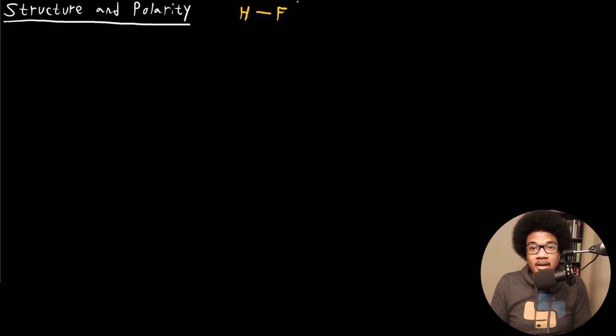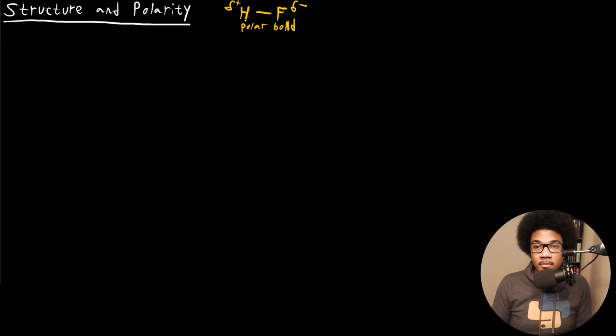So we talked about this idea of partial negative and partial positive charges, right? So we have a partial negative on the fluorine and a partial positive on the hydrogen. And we would call this bond a polar bond, or a polar covalent bond to be more specific. So it's a polar bond where the electrons are shared, but they're not shared equally.